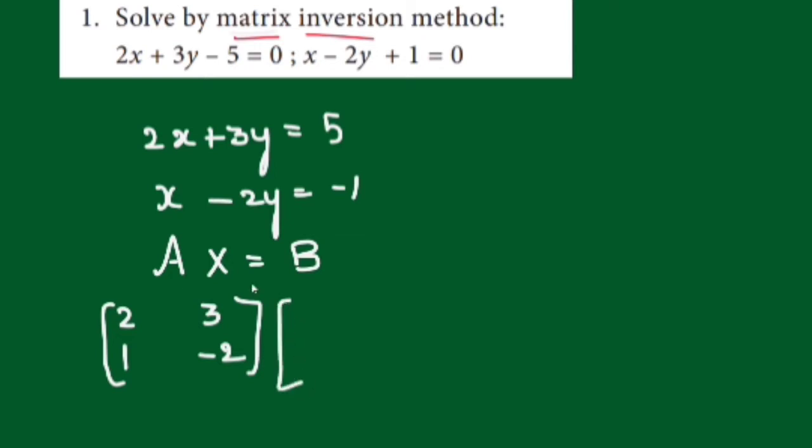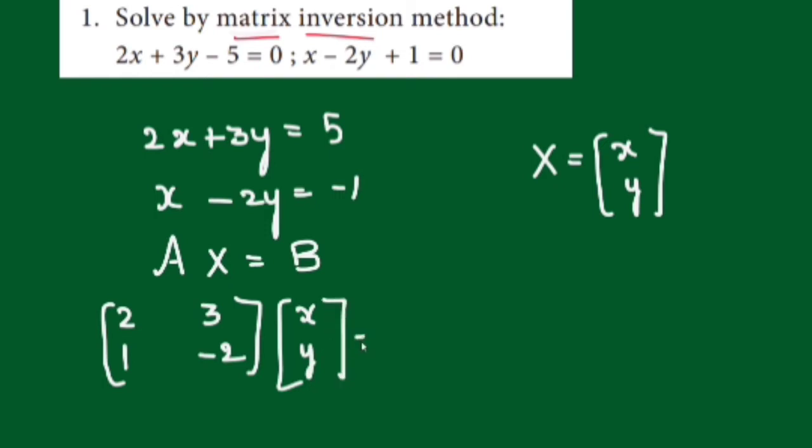Then you have to write the matrix X. The capital X is nothing but the variables here. The variables are x and y. Sometimes you will have x, y, z also. Here you have only x and y. So write that here, x, y.